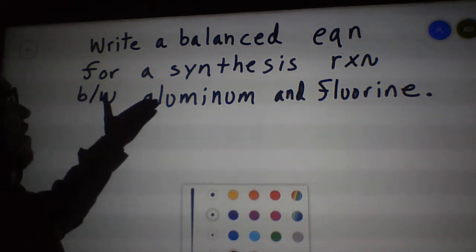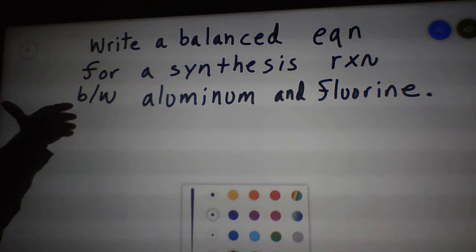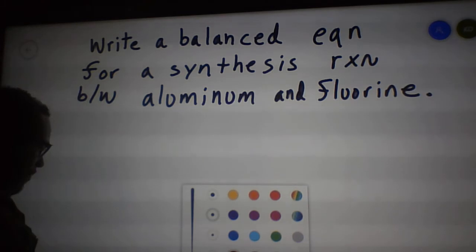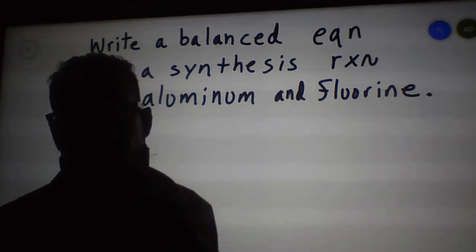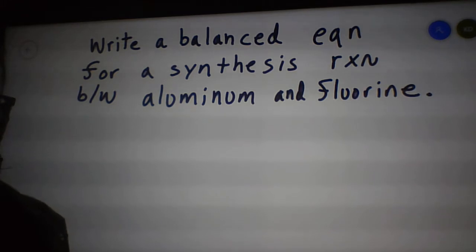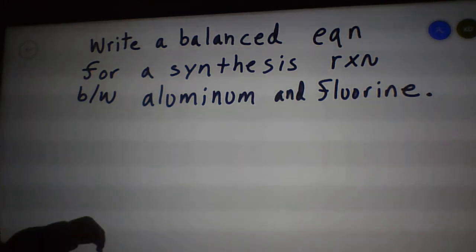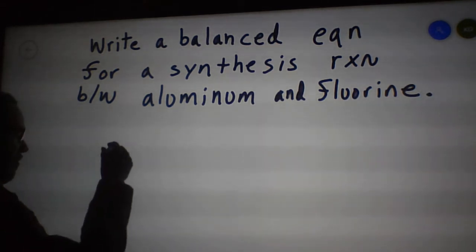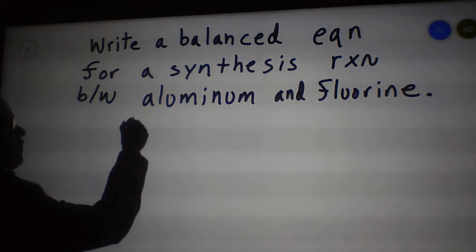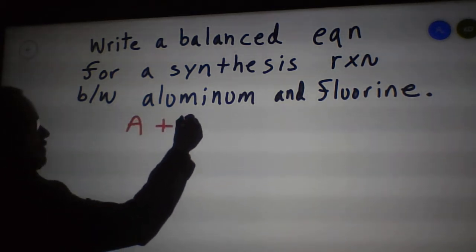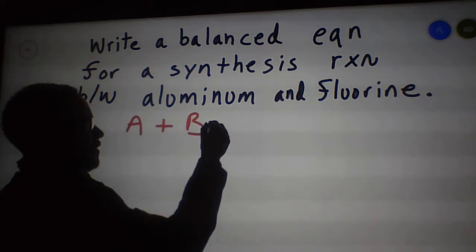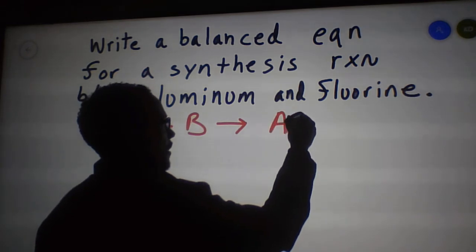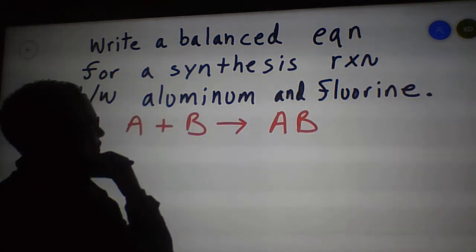All right, so this one is asking me to write a balanced equation for a synthesis reaction between aluminum and fluorine. Okay, this should be pretty easy. So the first thing I want to think about is I want to think back to my notes and think about the equation for a synthesis reaction. So let me check in my notes. Okay, here it is. So in my notes, it tells me that for a synthesis reaction, we have A plus B, and then that's going to yield some new chemical compound, AB. Okay, so that's pretty easy.